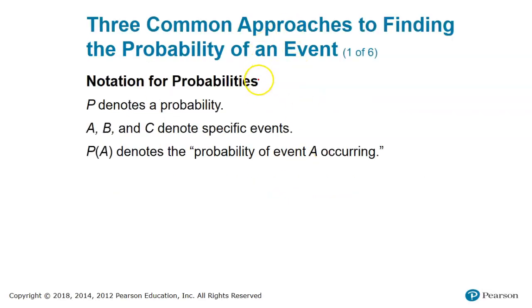So notation for this section, the capital P is going to represent probability, and then your capital letters like A, B, and C are going to be specific events. And then if we want to find the probability of one of those, then you combine those together and you'd have the probability of event A.